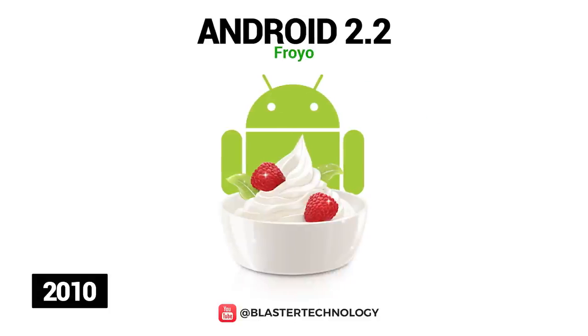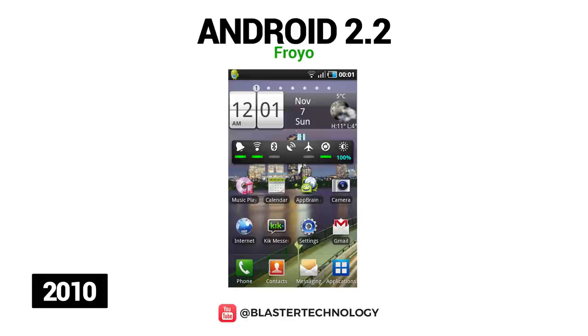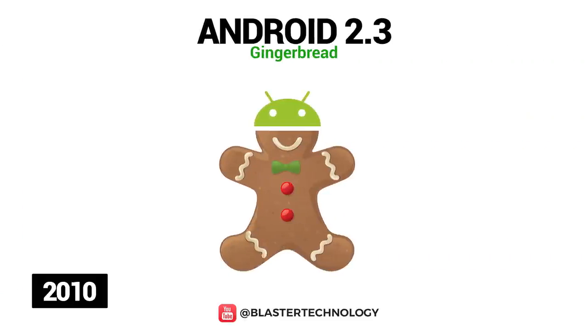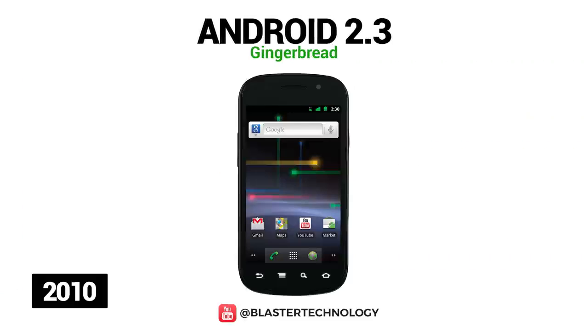Android 2.2 Froyo was launched in 2010, and the phones that came with this version had several new features, such as mobile Wi-Fi hotspots, push notifications via Android Cloud to device messaging, and the ability to lock the phone with a PIN. Android 2.3 Gingerbread was launched in 2010, and the first phone with this version was the Nexus S, co-developed by Google and Samsung.